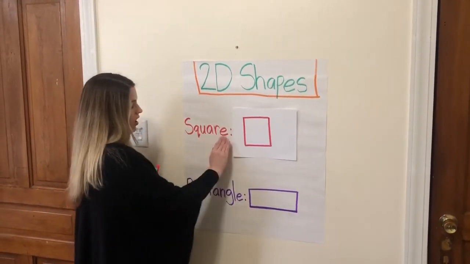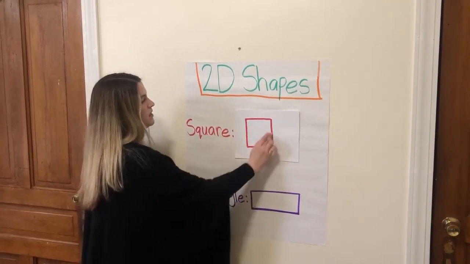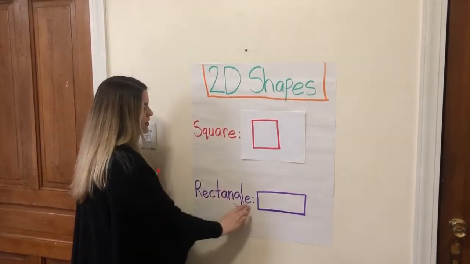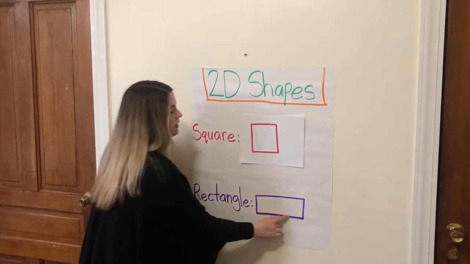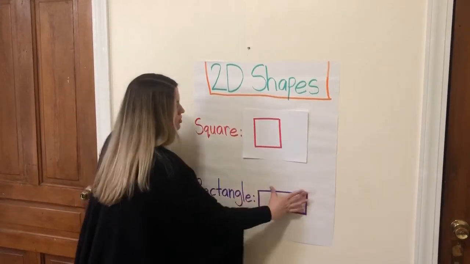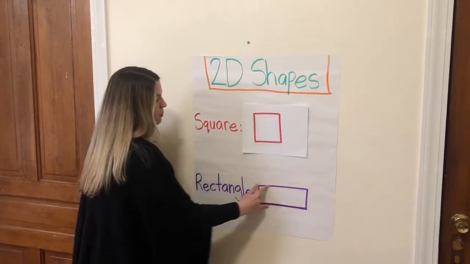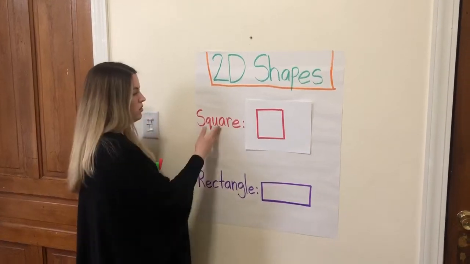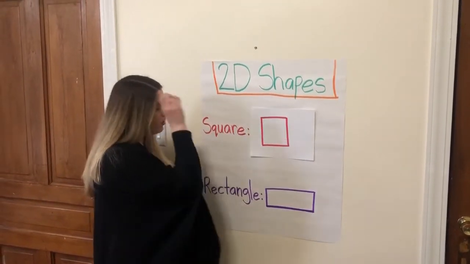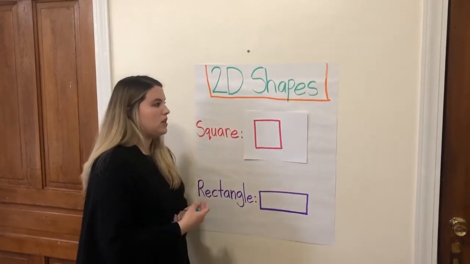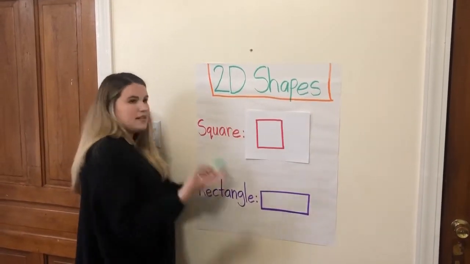That's how we can tell the difference between the two. The square has the same sides. The rectangle, they're different lengths. There's two small sides and then there's two big sides, okay? So that's a square and a rectangle. Now what's really cool about these shapes is that they stay the same.